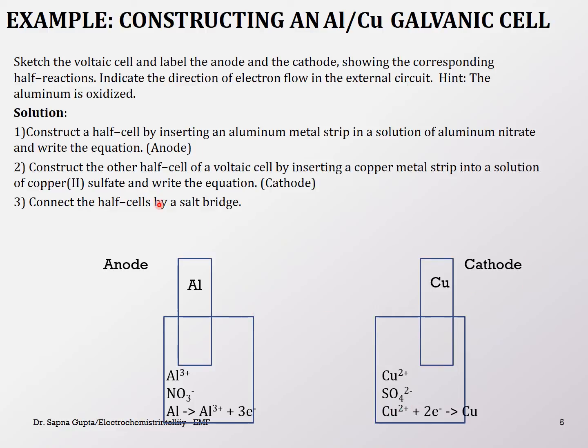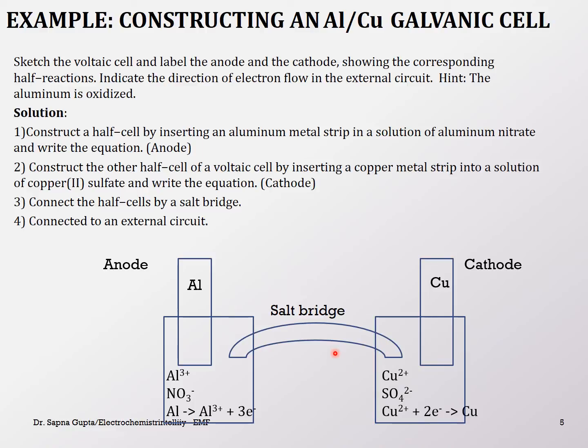Now my half cells are ready. I need to now connect them with a salt bridge. So here is my rudimentary salt bridge, and I label that. And then of course I have one more step to do. I have to connect it to an external circuit. Okay, so this is my circuit. And where is my electron flow? It's going from left to right. It's always going to be left to right, okay, because your anode is always going to be on the left hand side. So that's your electron flow. This is what we call a galvanic cell. So you can see it's not that hard to construct, provided you know what your electrodes are.